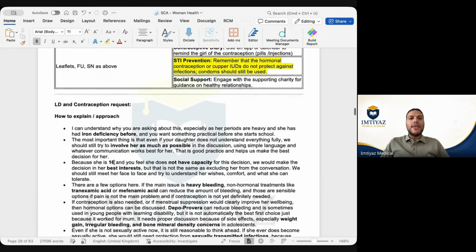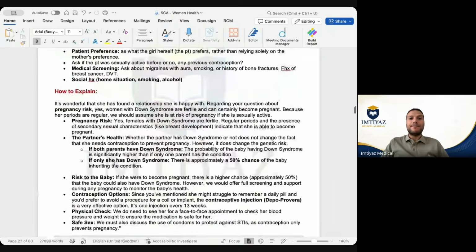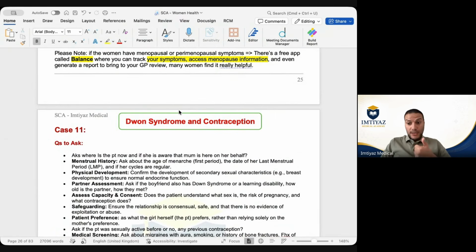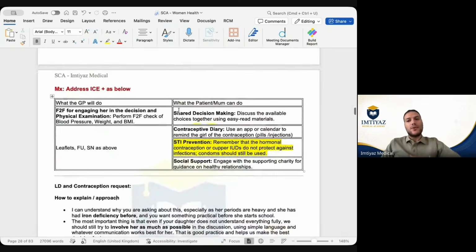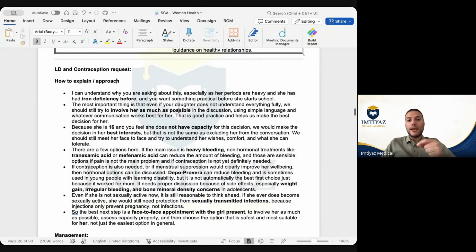Right. Next. Again, by the way, Down syndrome and contraception is one case scenario. The coming one is another case scenario. But it is again mom coming asking for a contraception for her daughter with learning disability. Why? Because the daughter has menorrhagia, heavy menstrual bleeding every month, and she's about to start going to swimming club, about to start going to the college or school, and so on. And mom wants to suppress her monthly bleeding, or make the bleeding less heavy, less painful, and so on.